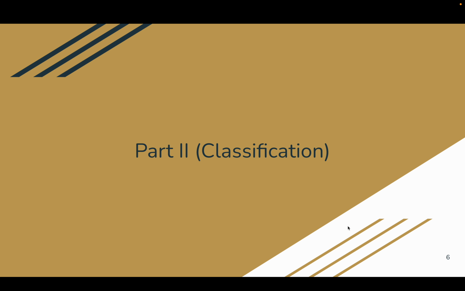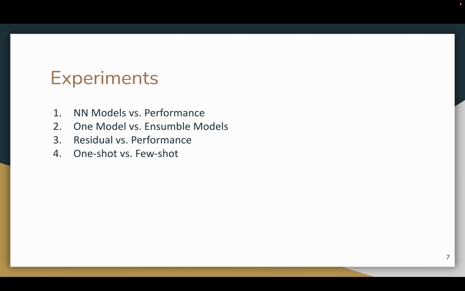In our classification experiments, the first experiment is how different models affect performance. The second experiment is how one model and ensemble models affect performance. The third experiment is how residual networks affect performance. Finally, the last experiment is how one-shot and few-shot learning affect performance.